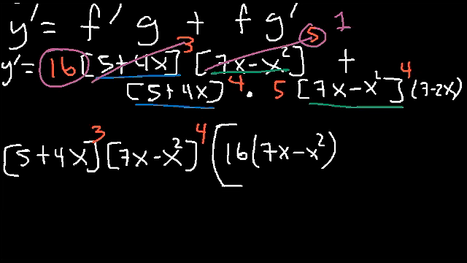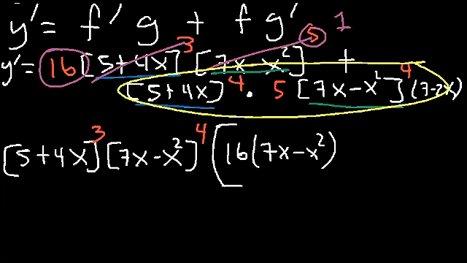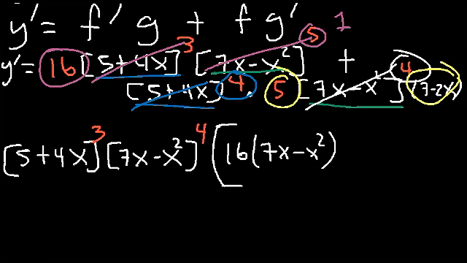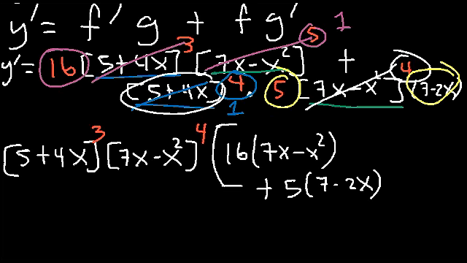Now for the second term, which represents all of this, we took out all of the 7x minus x squared. We took all 4 of them out. So we don't have any more of that term. Now we still have a 5 left over, and we have the 7 minus 2x. And we took out 3 of the 5 plus 4x, so there's only one left over of that. So this is going to be plus 5 times 7 minus 2x times one of these. So just a single 5 plus 4x.